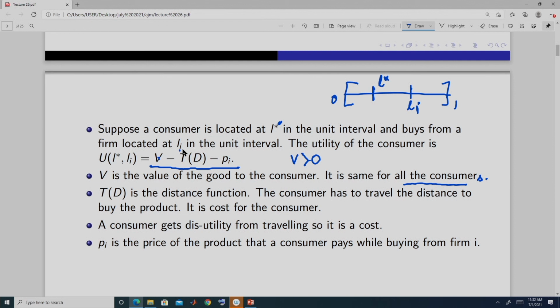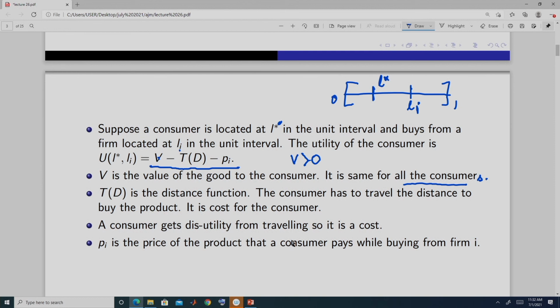Or you can say you have to travel this portion, and while traveling you incur some cost, and that is this cost. Because this model has been used in many ways. If you study, suppose, urban economics, how a city grows over time, then also you will find a Hotelling model, and this is the basis of that kind of analysis.